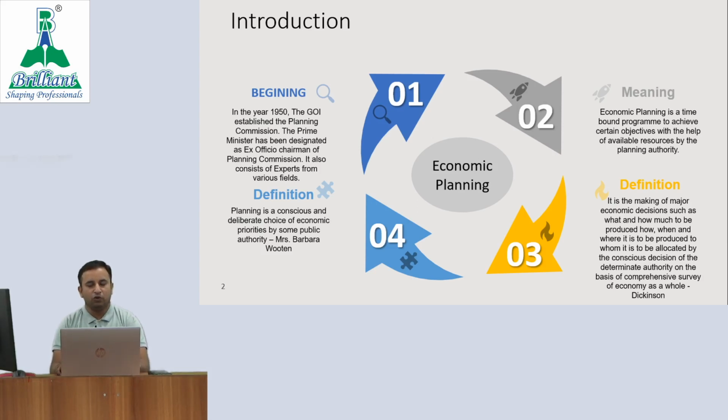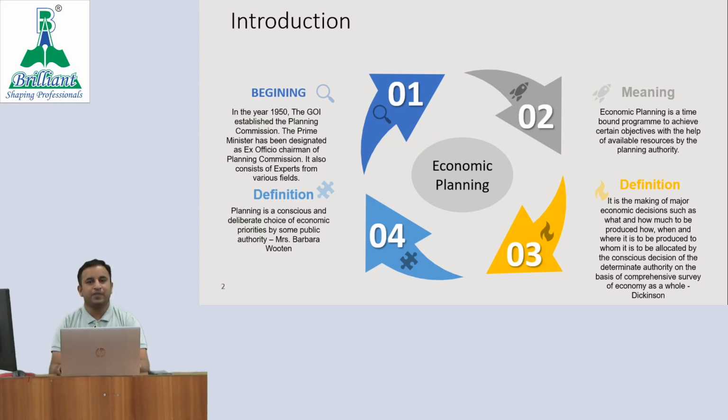The second definition of planning is given by Dickinson. It states that it is the making of major economic decisions such as what and how much to be produced, how and when to be produced, where to be produced, to whom it is to be allocated, and a conscious decision of the determinate authority on the basis of a comprehensive survey of the economy as a whole.